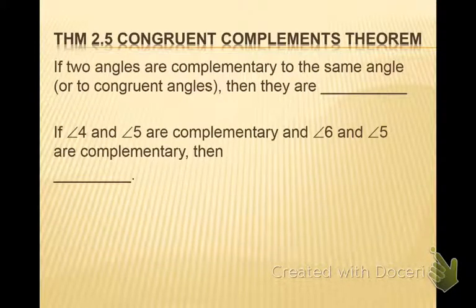Okay? Same thing goes with complements as well, and we call it the congruent complements theorem. But we can change all of those examples I just gave you from being supplementary to complementary pretty easily, and everything would still turn out the same. If two angles are complements to the same angle or to congruent angles, then they themselves are going to be congruent. So if 4 and 5 are complementary and 6 and 5 are complementary, then that means 4 and 6 have to be congruent.